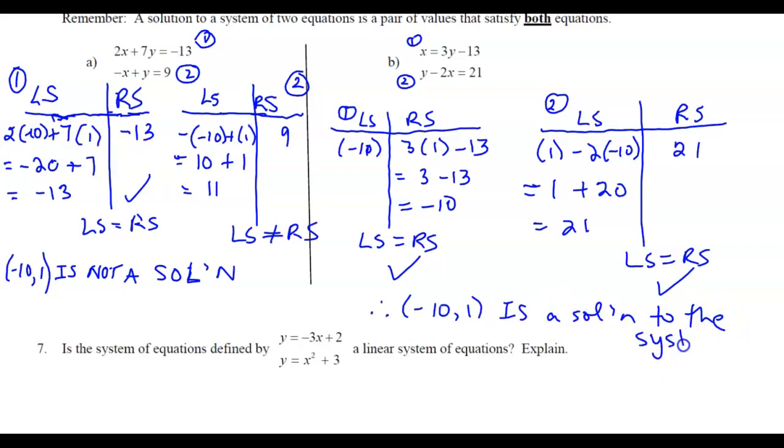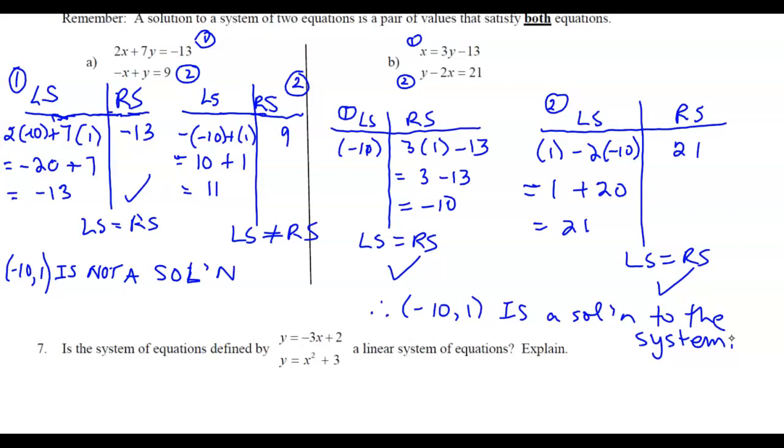Okay, take a look at the next one. Is the system, so it's 2 equations. A system is 2 or more equations. That's what a system is. In grade 10, we're sticking to 2. Grade 11, we're sticking to 2. Grade 12, maybe 3 in the odd situation. And then if you go on in math, you'll do more. But in this case, it is 2.